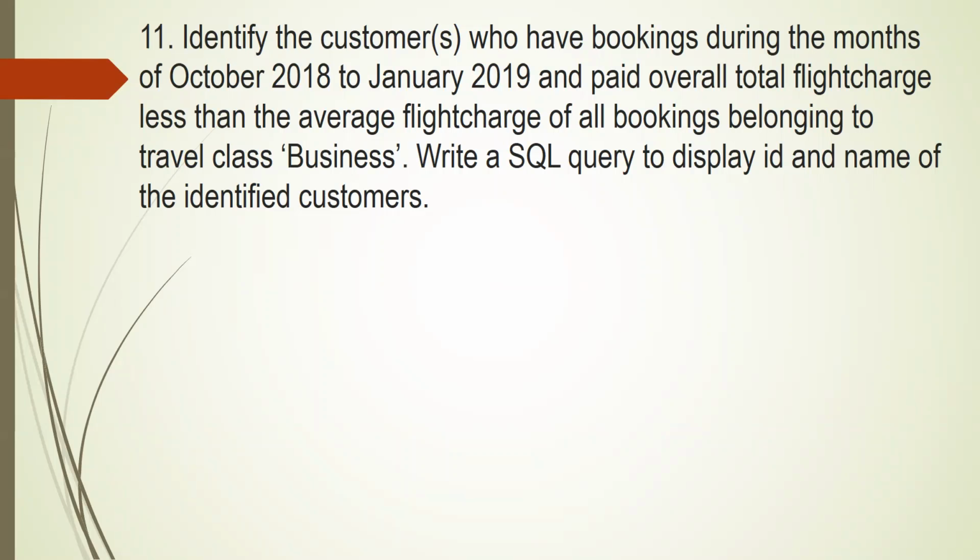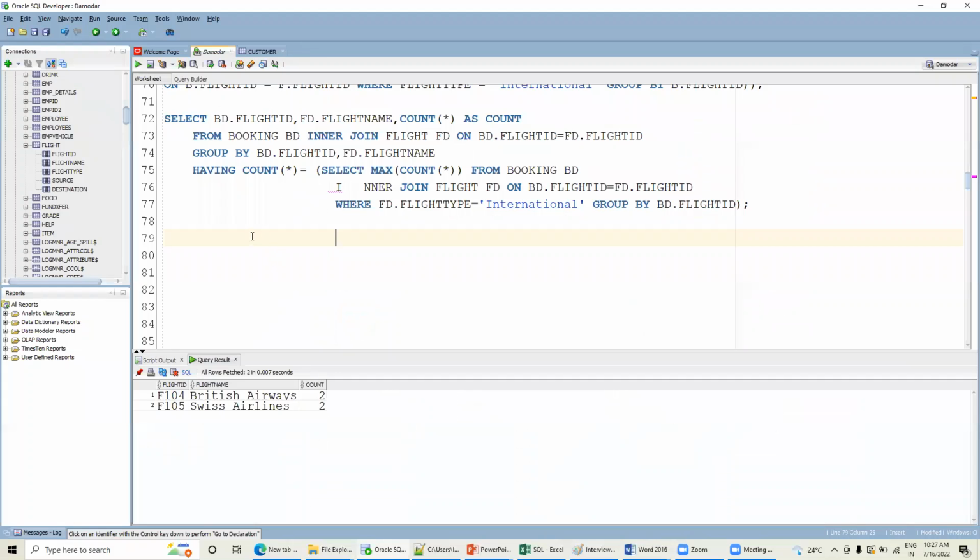So you see here, it is asking for the customers who have bookings during the months of October 2018 to January 2019. So simply we need to use a between function for the date, and then next is paid overall total flight charge less than the average flight charge of all bookings. So as I was telling in my classes, we need to use a subquery and compare the average flight charge to the actual flight charge, right? So let me now go back to our Oracle SQL Developer, and I'll write the query now.